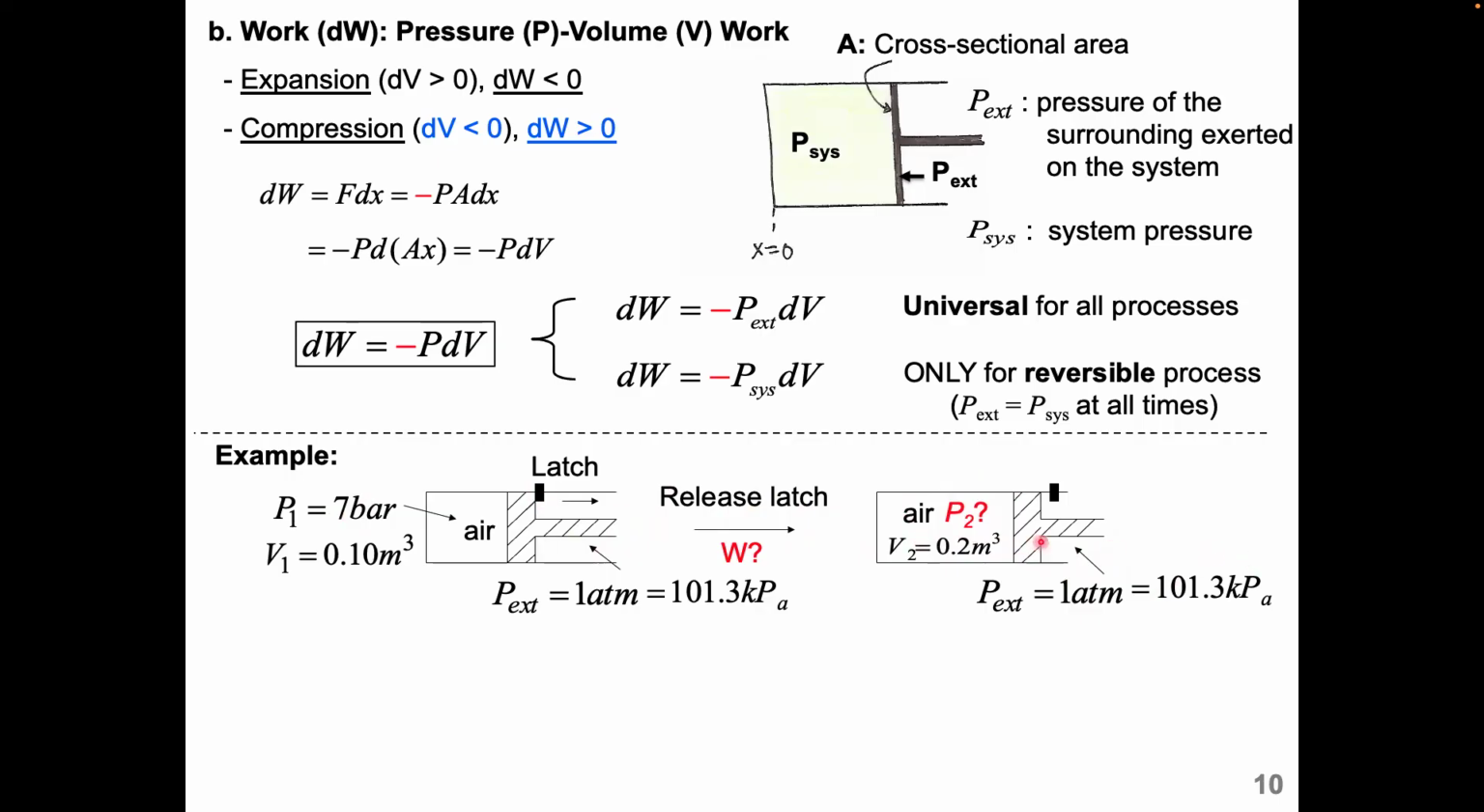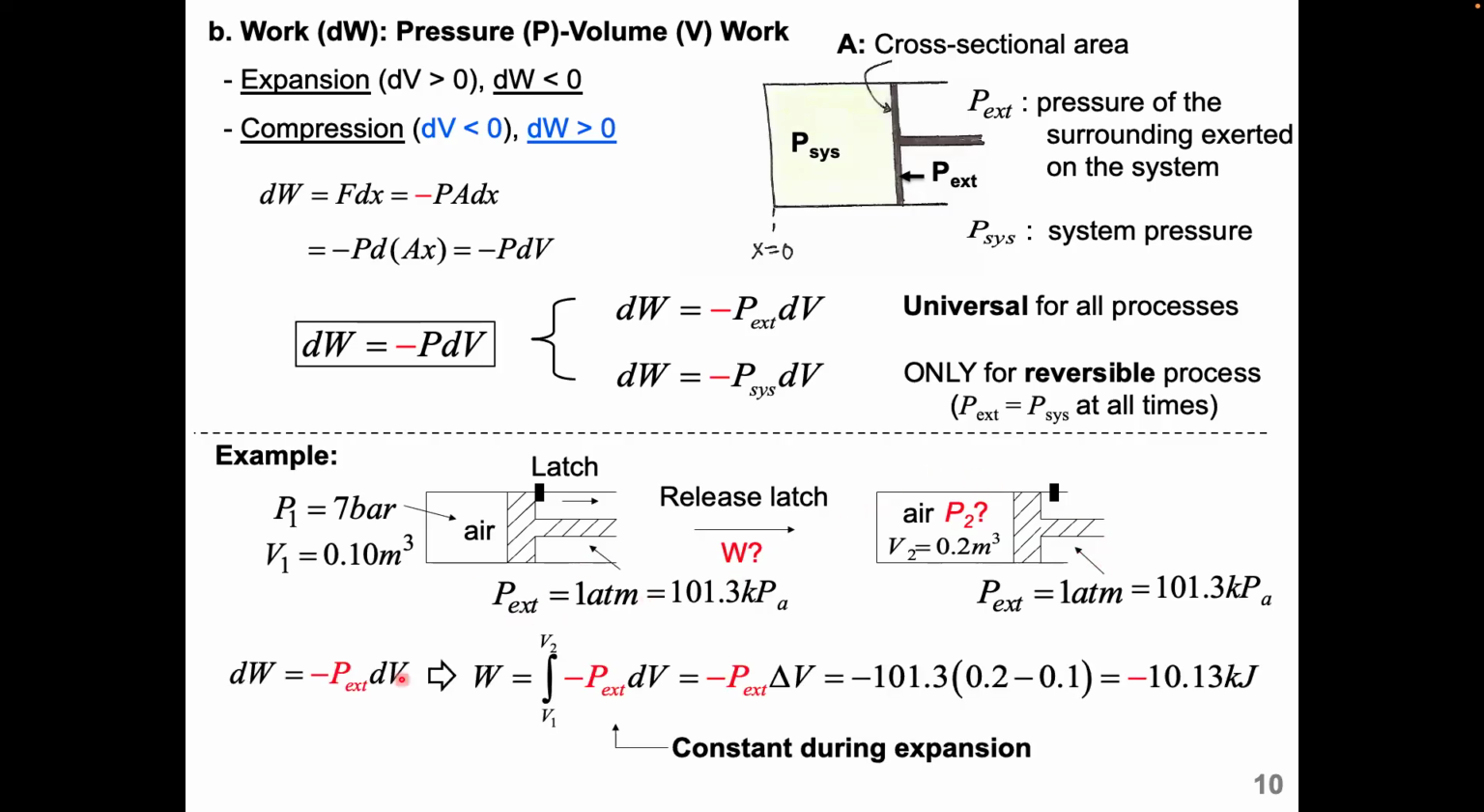And then when you expand to the end, it's still 1 atm. So external pressure is always 1 atm, which makes our calculation of that dW really easy. dW is minus P external dV. And P external is constant during expansion, which is 1 atm. So you just plug into this equation since we need to calculate work here.